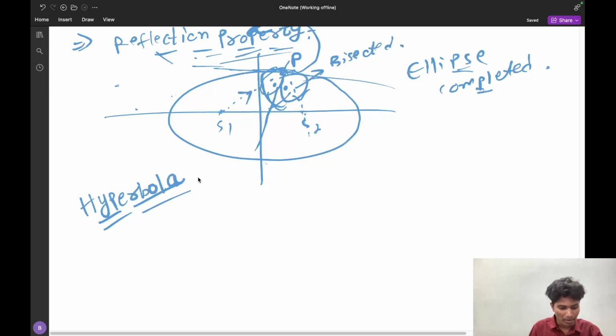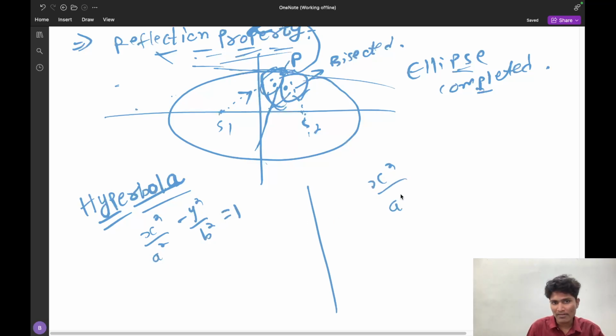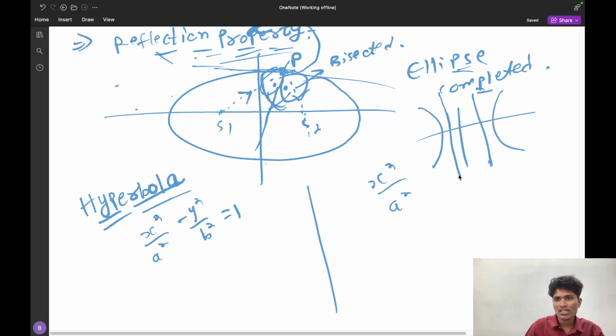Now let's discuss the hyperbola. Here also there are 2 types of hyperbolas. One type is x square by a square minus y square by b square equal to 1, and the hyperbola looks like this. You already know. This is the hyperbola. These 2 are the directrices, and these 2 are the 2 branches of the hyperbola.